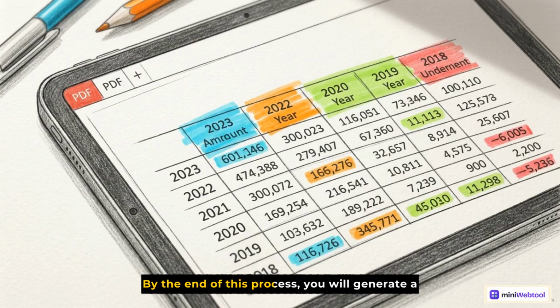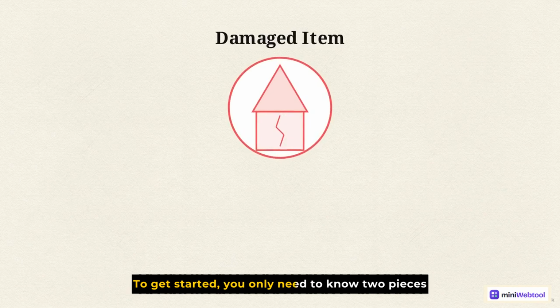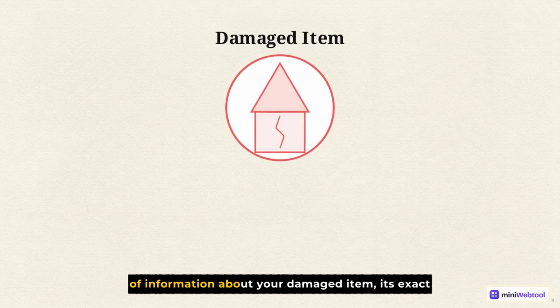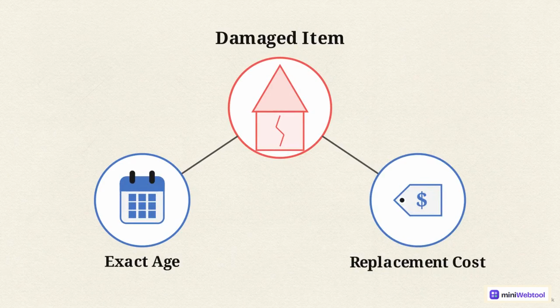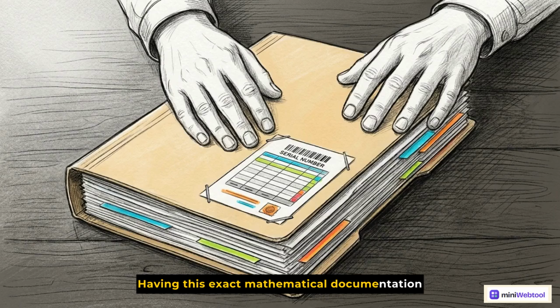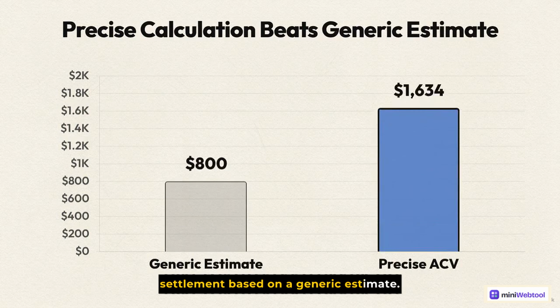By the end of this process, you will generate a complete year-by-year depreciation schedule that serves as a direct reference for your insurance adjuster. To get started, you only need to know two pieces of information about your damaged item: its exact age and its current replacement cost. Having this exact mathematical documentation provides a baseline for your claim, helping to prevent insurance companies from paying out a settlement based on a generic estimate.